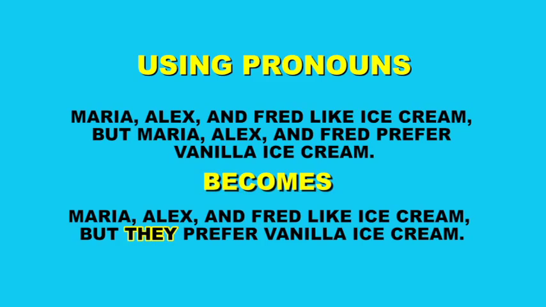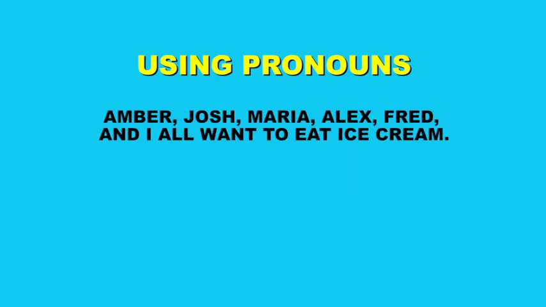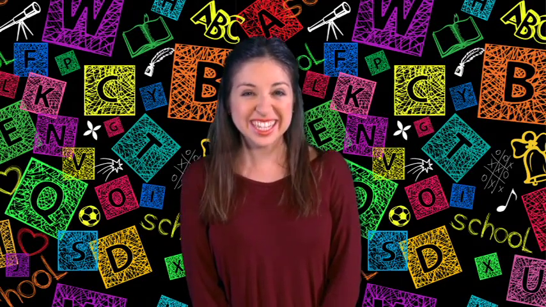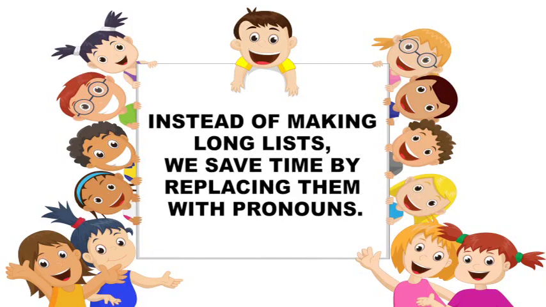And finally, using a pronoun, the sentence Amber, Josh, Maria, Alex, Fred, and I all want to eat ice cream becomes everybody wants to eat ice cream. We have already mentioned everyone's names in the previous sentences, so it's unnecessary to repeat them all over again. See how much shorter and simpler our sentences become when we use pronouns? Instead of making long lists, we save time by replacing them with pronouns.